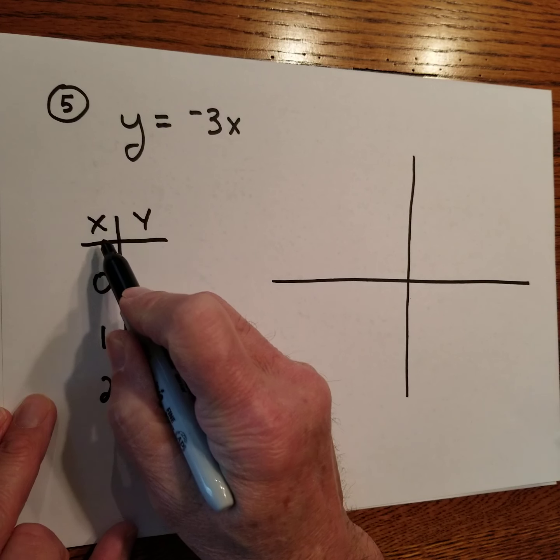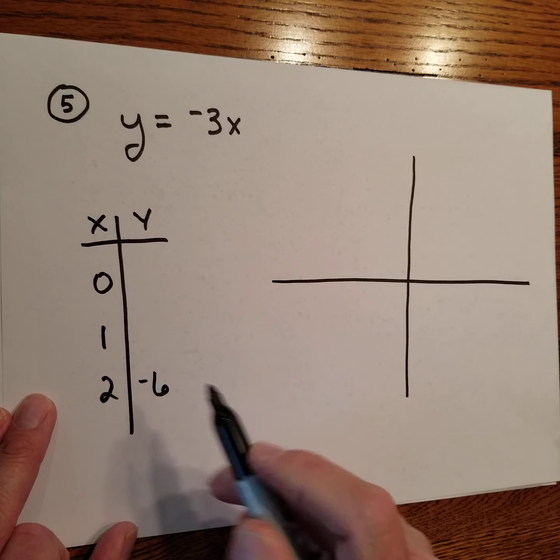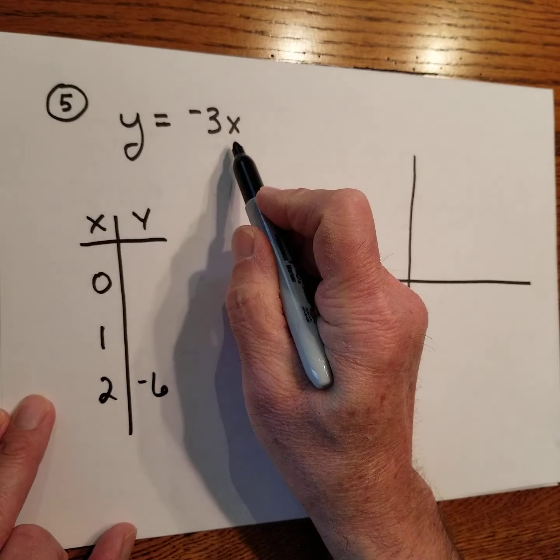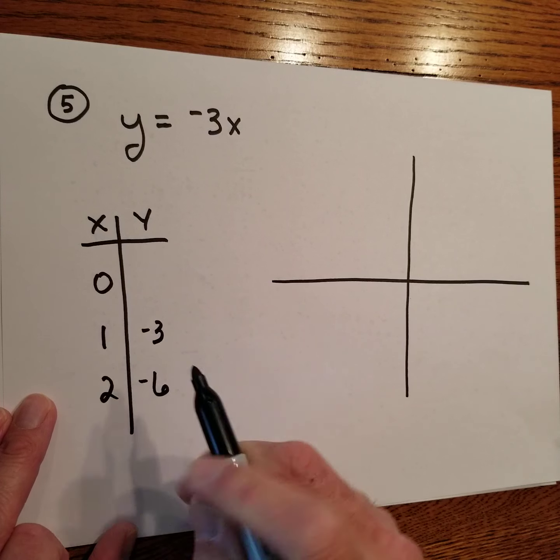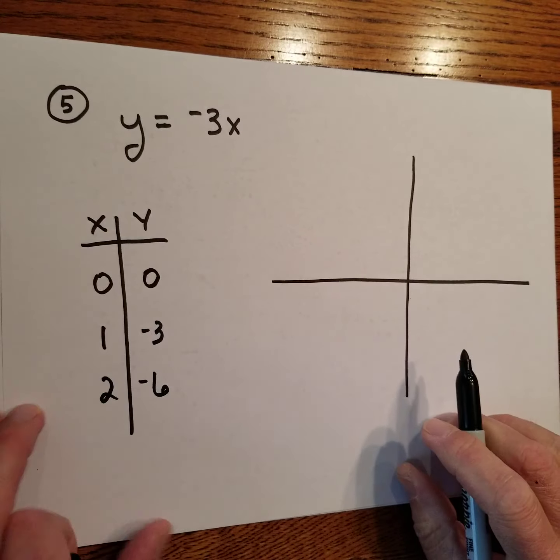Let's plug in 2 for x. 2 times -3 is -6. Plug in 1 for x. 1 times -3 is -3. Of course, when I plug in 0, 0 times anything is 0.